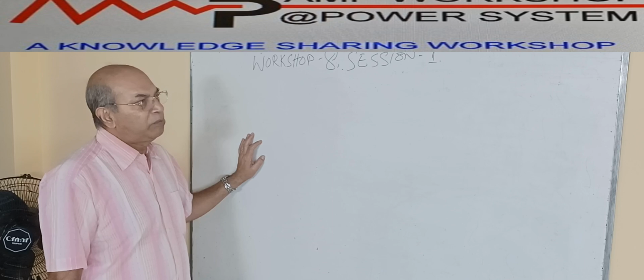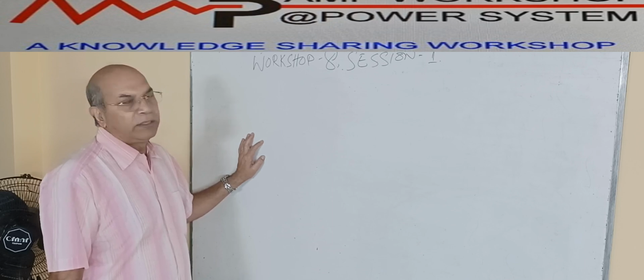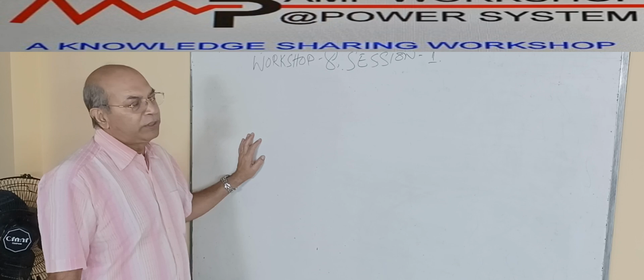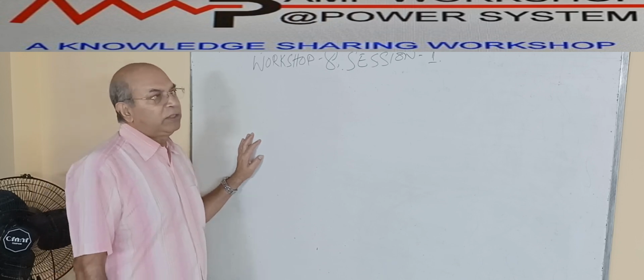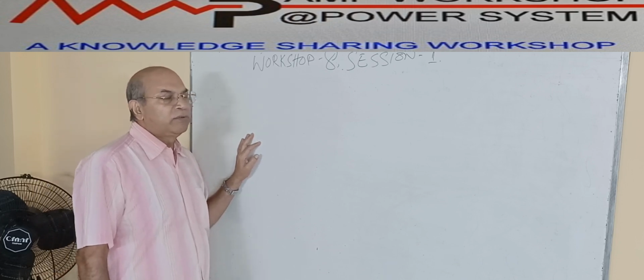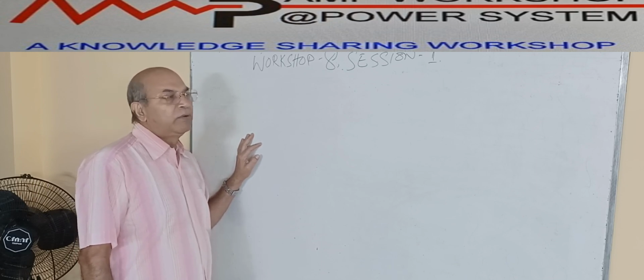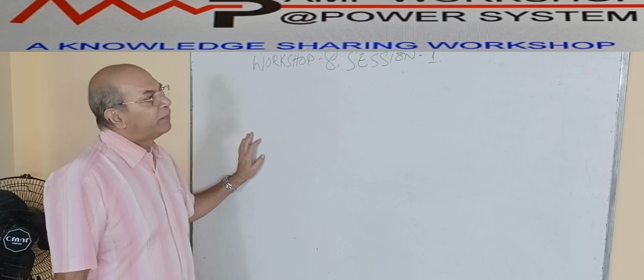But if the atmosphere is clean and it is not a highly congested industrial area, in that case we can go for the outdoor type of switchgear. But normally up to 33 kV we generally install the switchgear indoors. Above 33 kV up to 800 kV we go for outdoor switchgear installation.